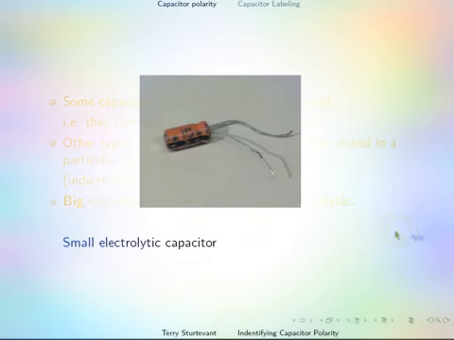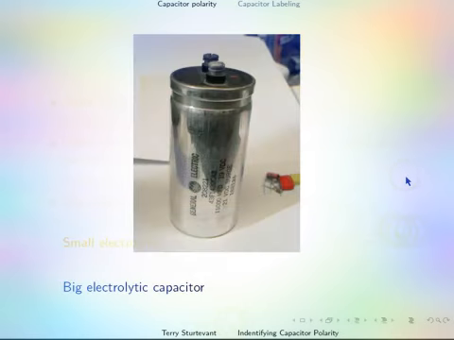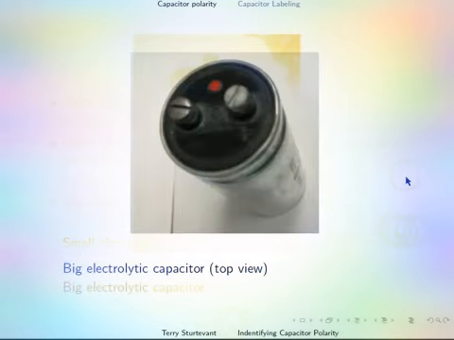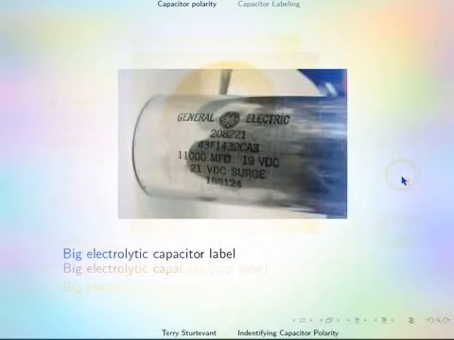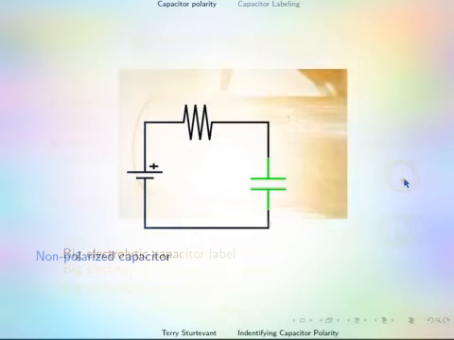Big capacitors, which means pretty much anything bigger than about a microfarad, are usually electrolytic. Here's a small electrolytic capacitor, and you can see an indication on it of the minus sign indicating which pin is the negative pin. Here's a big electrolytic capacitor. Here's what it looks like from the top. Here's the label on the side. You see it's 11,000 microfarads, so that's big.